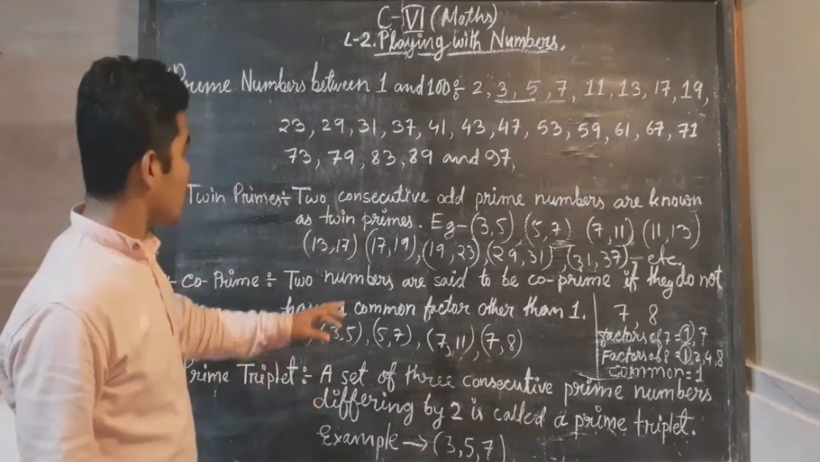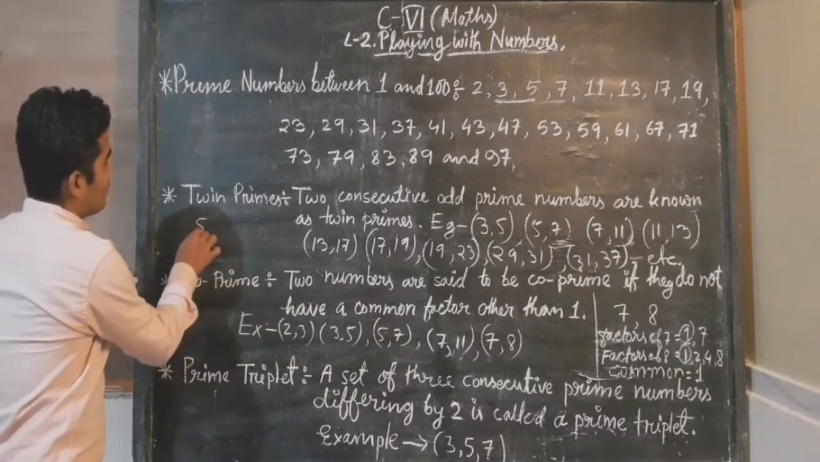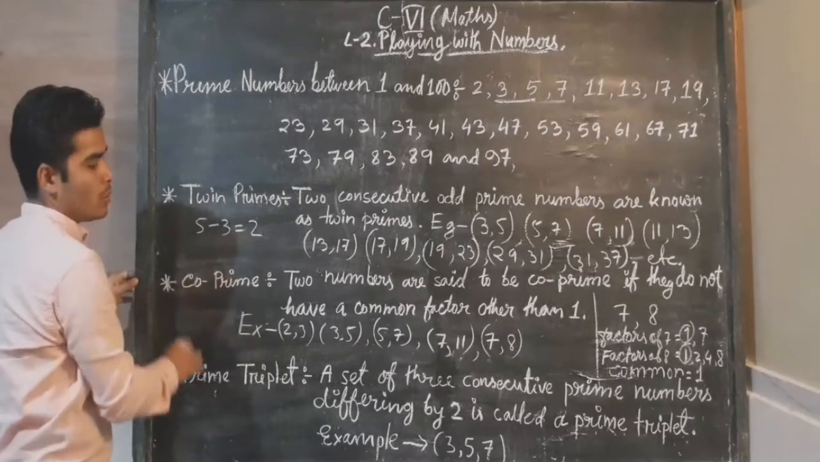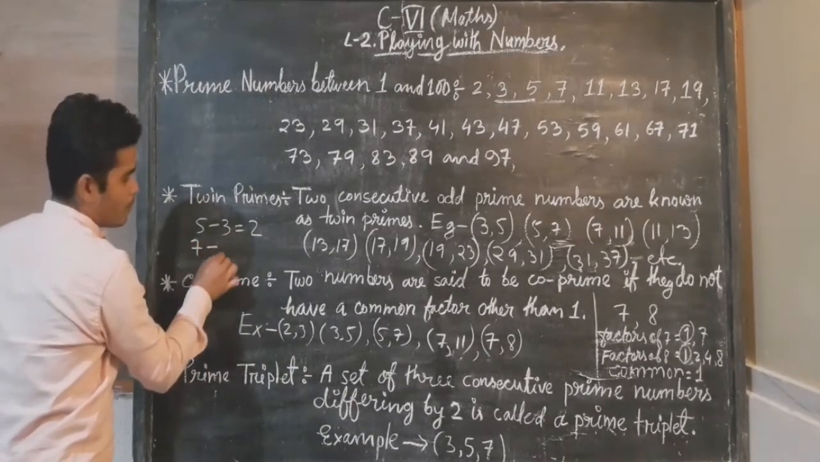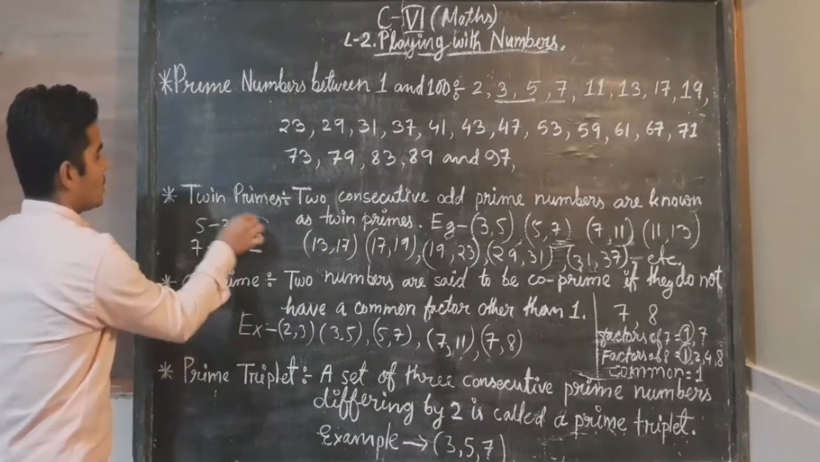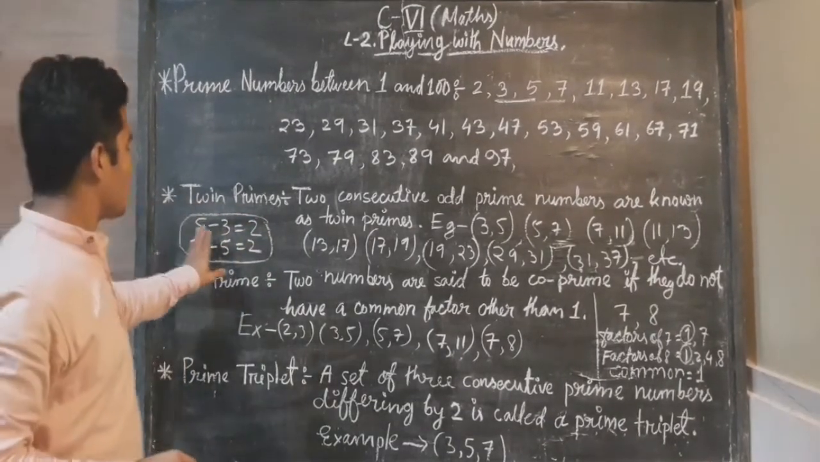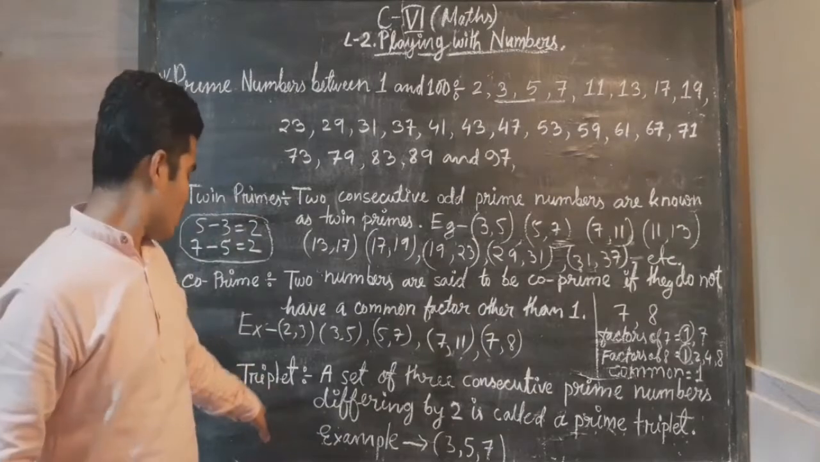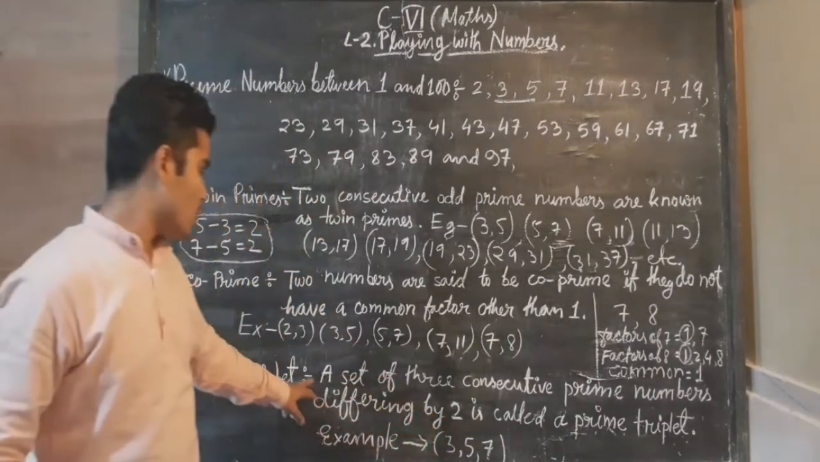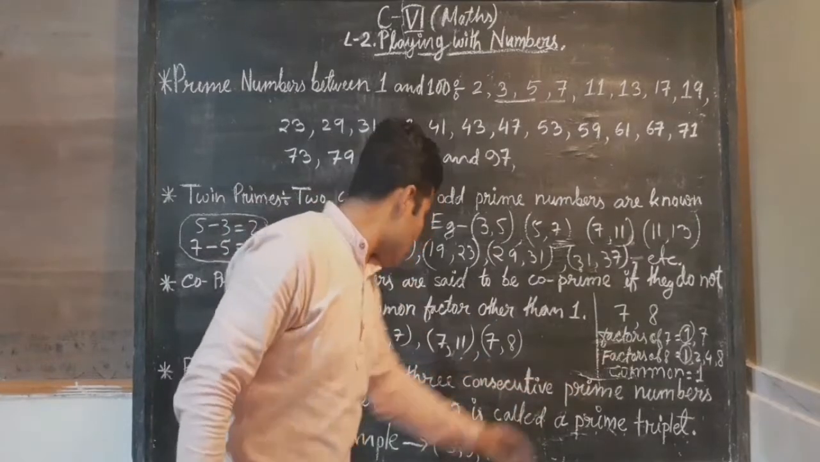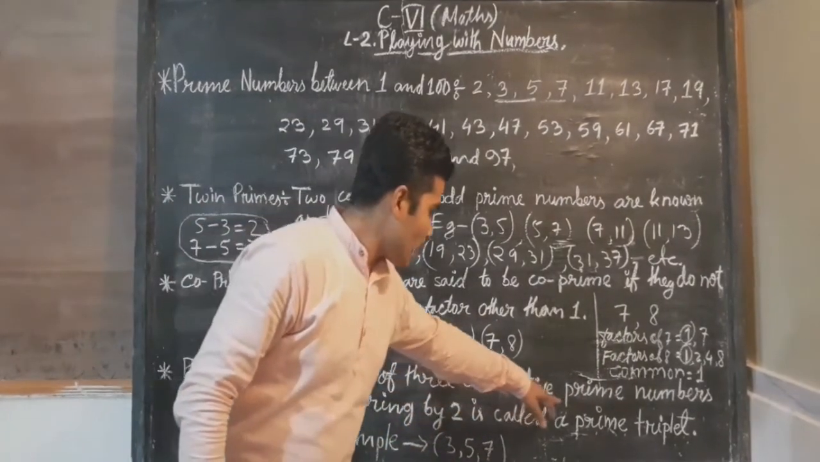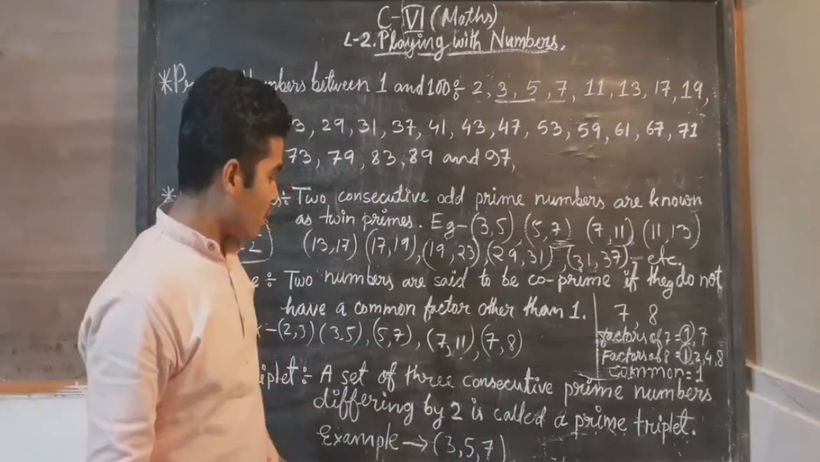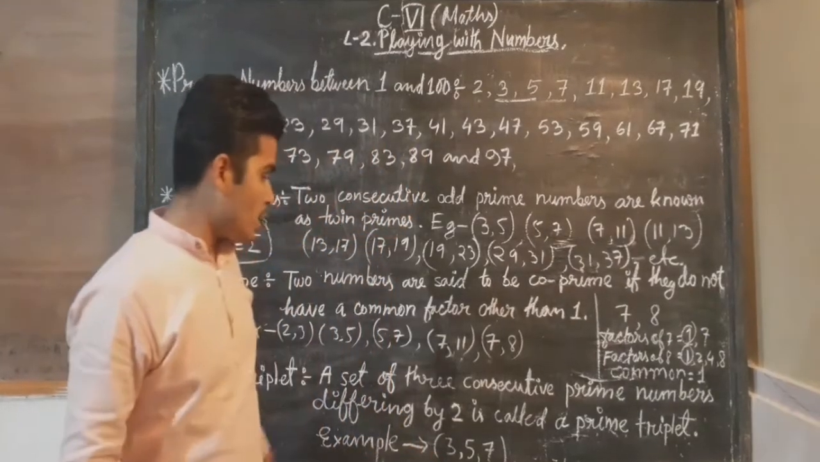You can see if you subtract 3 from 5, you get the difference 2. 5 minus 3 is 2. Or if you subtract 5 from 7, then also you will get 2. This is because they make a set of prime triplet, because they differ by 2. The definition: a set of three consecutive prime numbers differing by 2 is called a prime triplet. This is the only set of prime triplet. You will not find any prime triplet other than this.